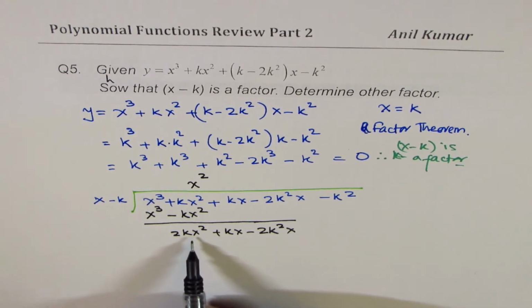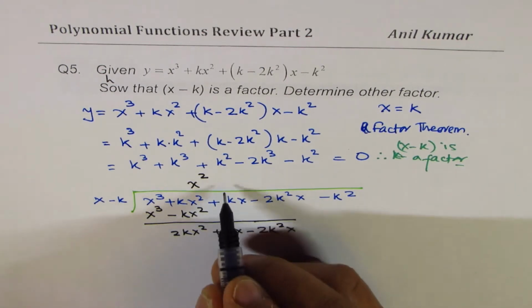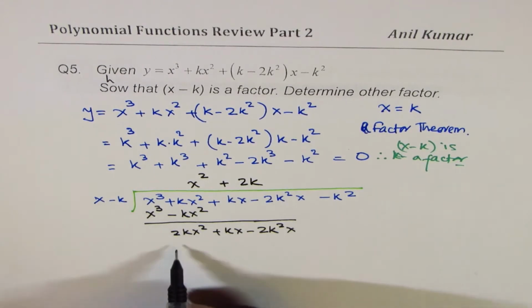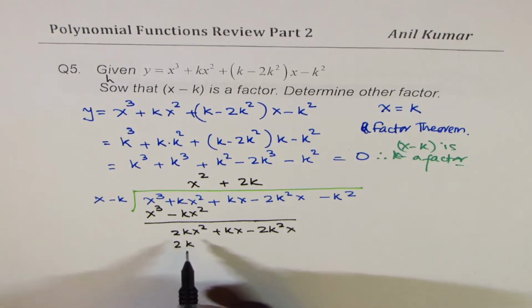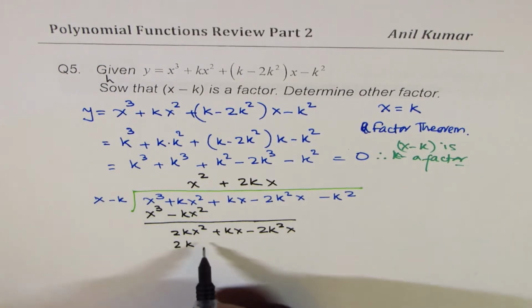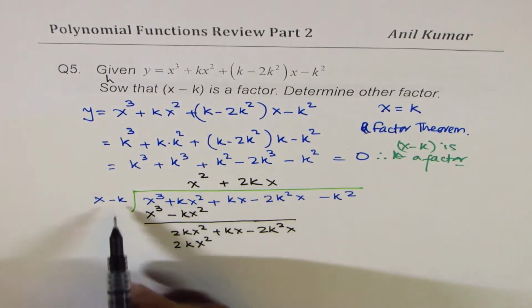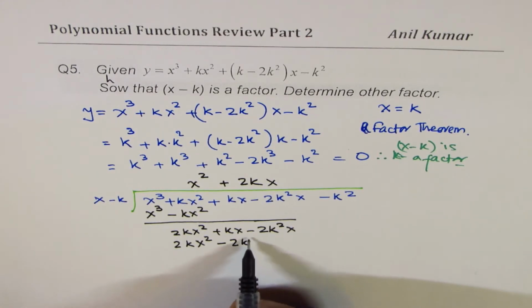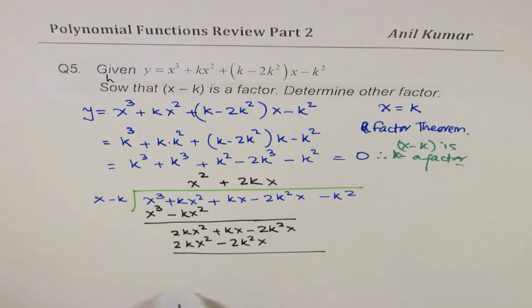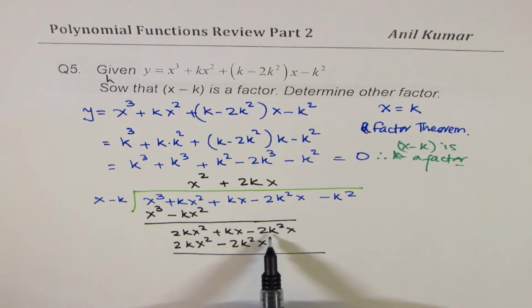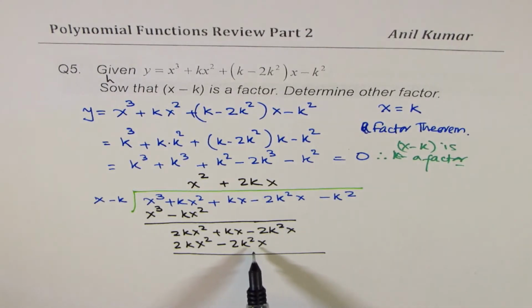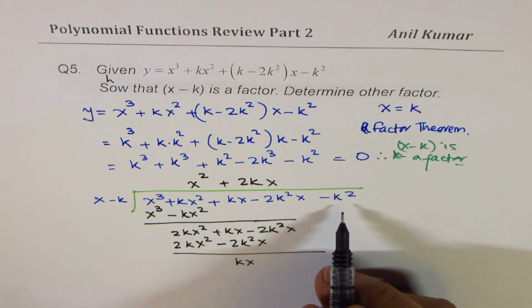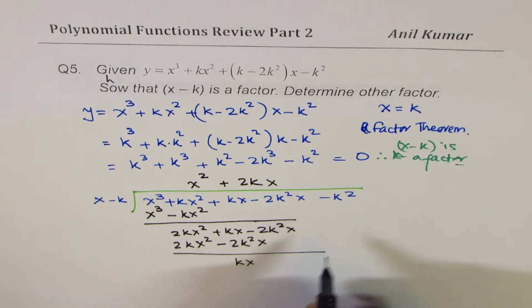Therefore, we are going to multiply by 2k. So when you multiply by 2k, you get 2kx. So it becomes x squared. Multiplying minus k with 2kx, we get minus 2k square x. And now we'll take away. So when you take away, 2k square x, 2kx cancel, and we are left with kx here. And from there, we are going to bring down minus k square.